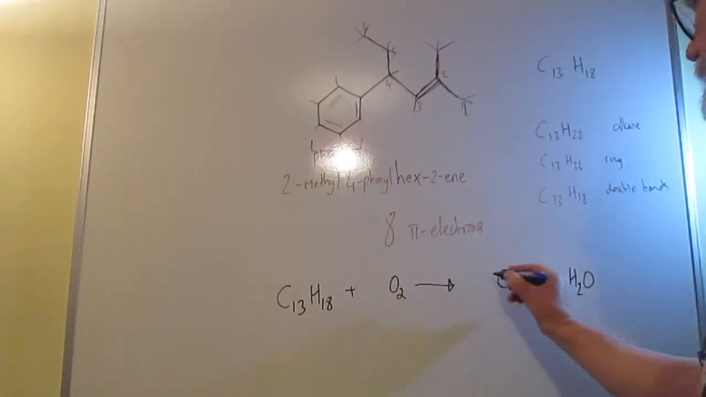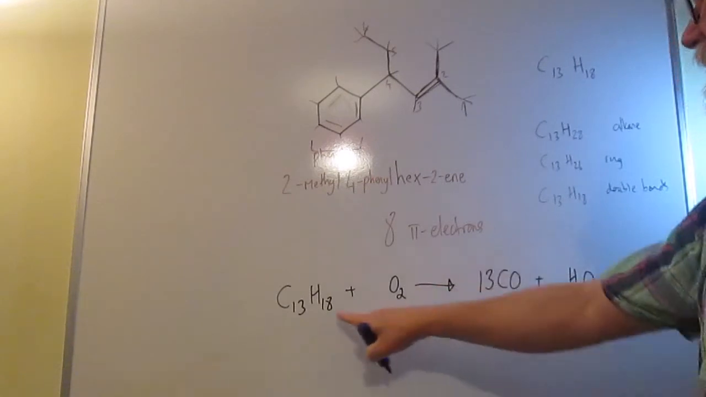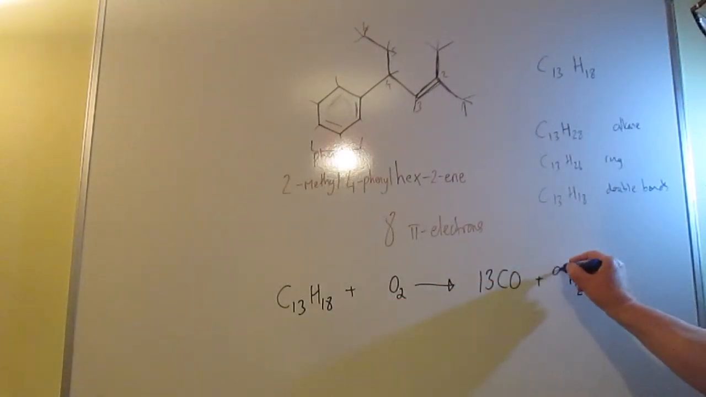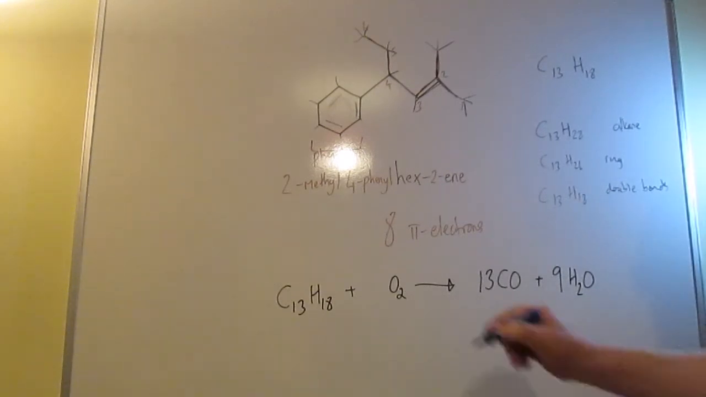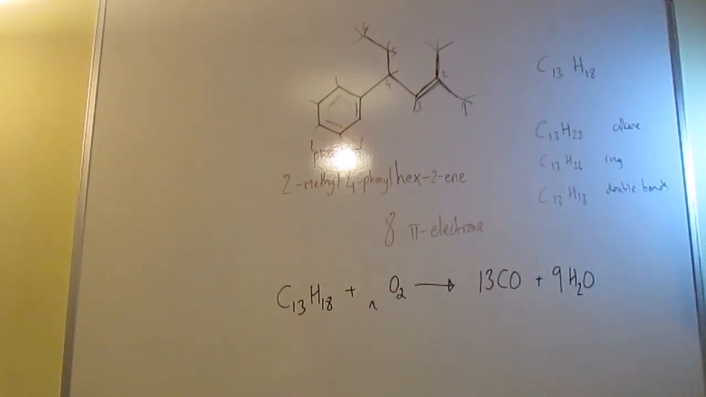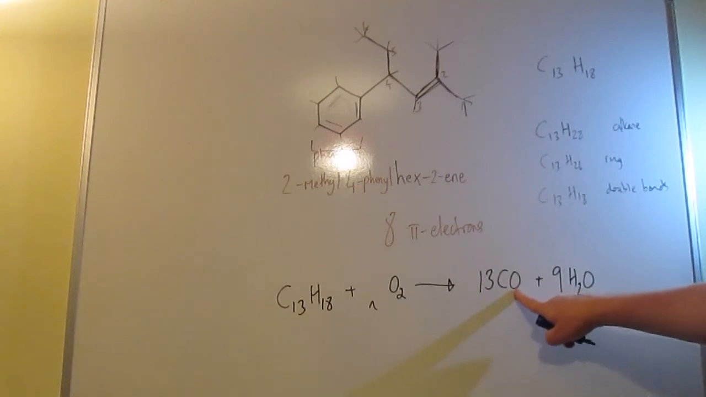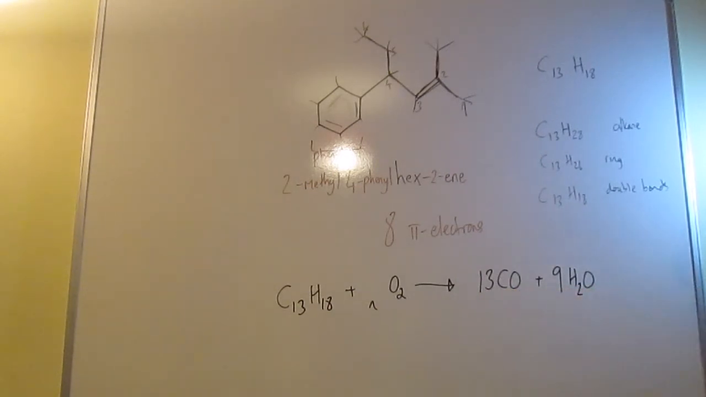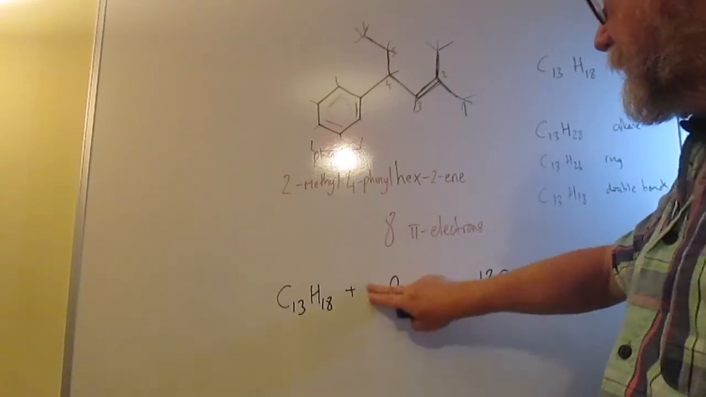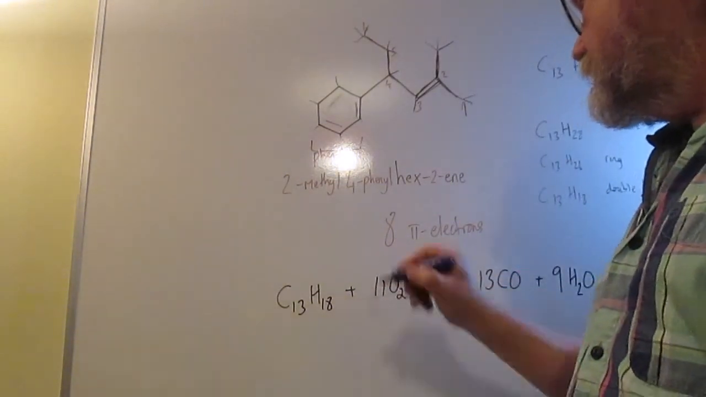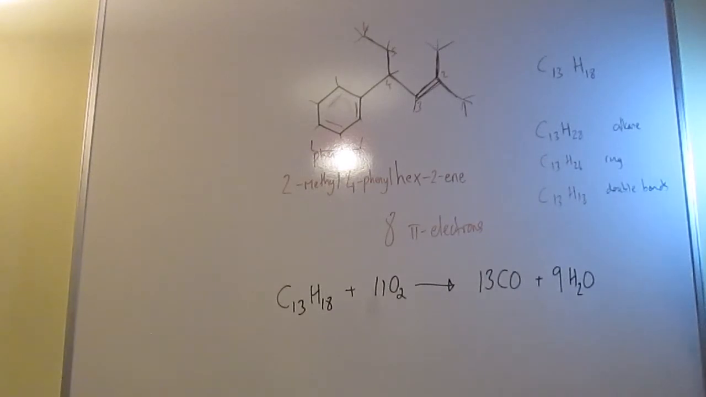So 13 carbons means 13 COs, 18 hydrogens means 9 H2Os, because 9 2s are 18 hydrogens, and that just leaves that number to find. So we've got 13 oxygens there, plus another 9 makes 22. No oxygen so far on this side, so they're all in the form of O2. And so that wants to be 11 O2, and that's your equation.